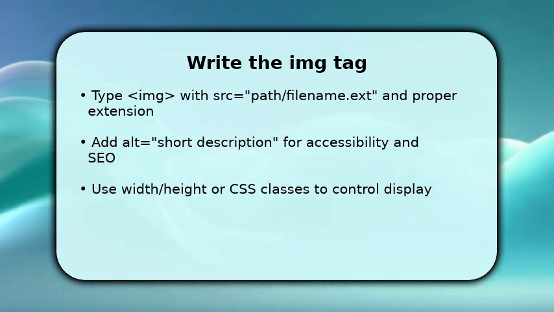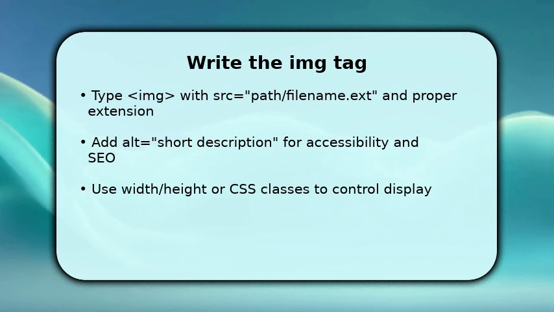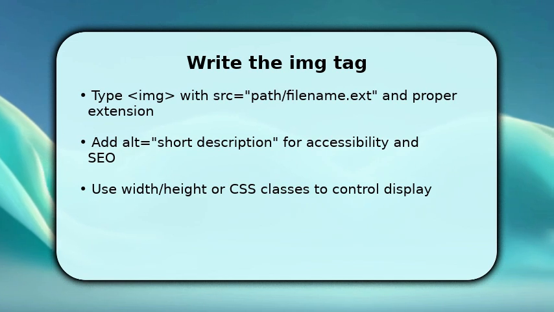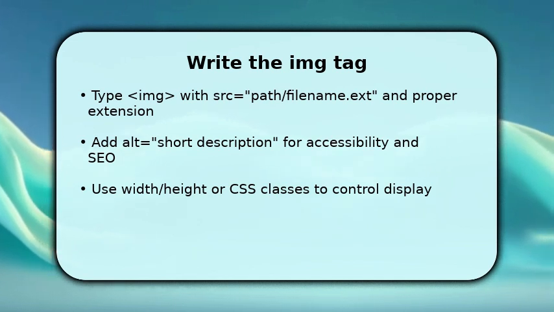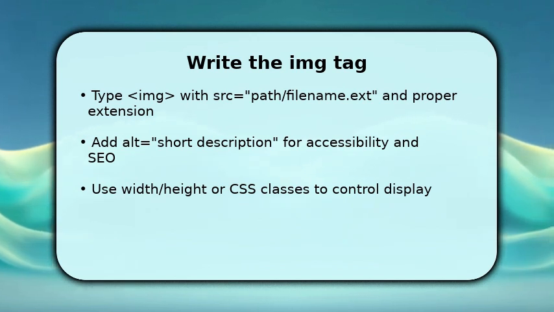You include alt text to describe the image for screen readers and search engines, and that helps when the file fails to load. Then control sizing. Either add width and height attributes or assign a CSS class and style it in a CSS file. Make sure to save both HTML and CSS, and check the live server preview for visual feedback.